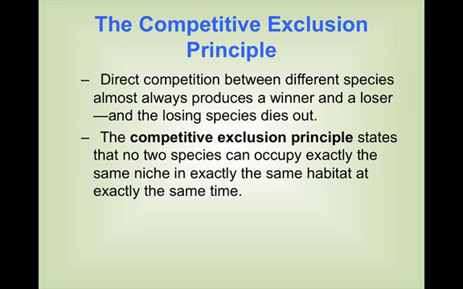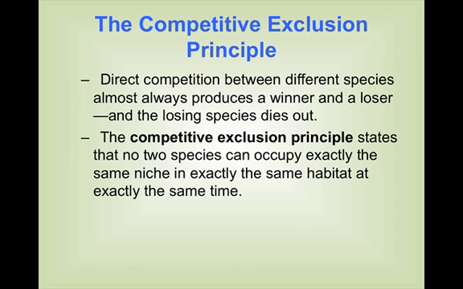Direct competition between different species almost always produces a winner and a loser, and the losing species dies out. The competitive exclusion principle states that no two species can occupy the exact same niche in the exact same habitat at the exact same time. They're in the same place at the same time, trying to use the same thing, and they will compete until there's a winner and a loser.